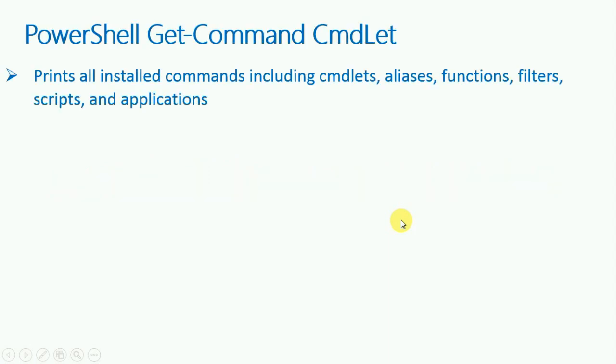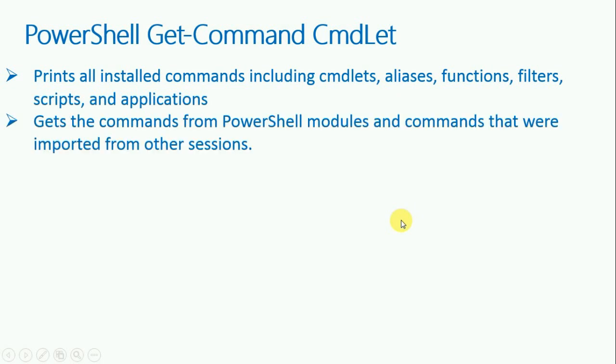First and foremost, we can get a list of all the cmdlets, which includes cmdlets, aliases, functions, filters, scripts and applications. So any command which is available with PowerShell or installed in the system, we can get a list of all of those using the Get-Command cmdlet. And if we have imported any module from a different session, we can get all the cmdlets, aliases, and functions available with that module as well. And lastly, if we want to check the syntax of a particular cmdlet, we can use Get-Command for that.